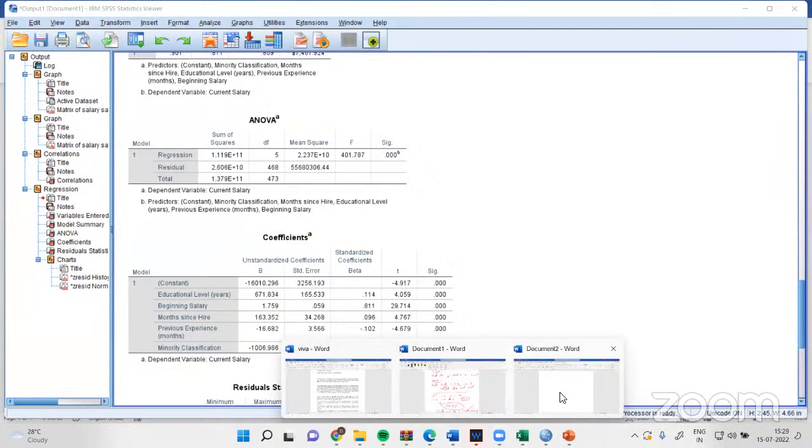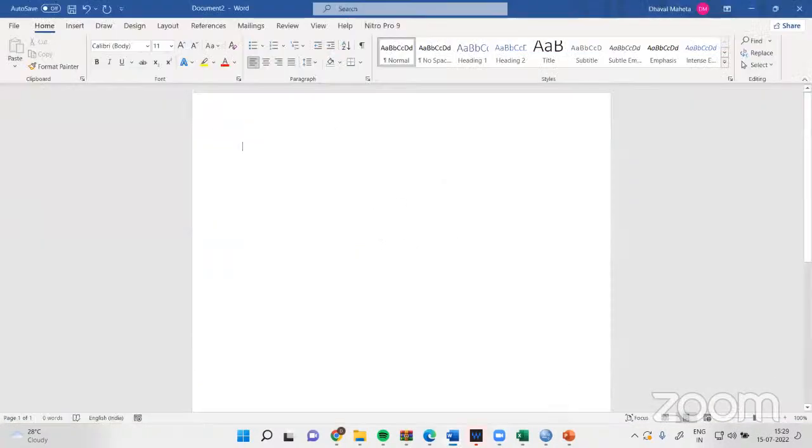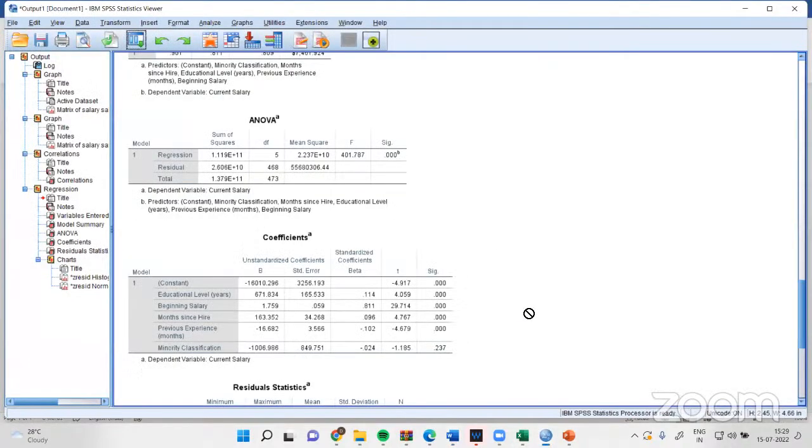Now I'll start writing technically. Null of ANOVA: the model does not exist, or in other words, jointly, all the variables are not contributing to the dependent variable. Alternative: the model exists. Control A, I'll increase the size and I'll bring the output of ANOVA here.